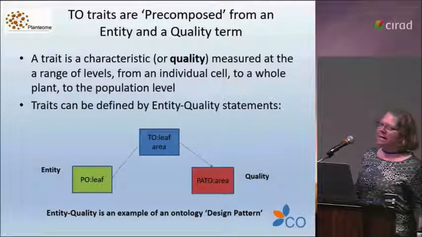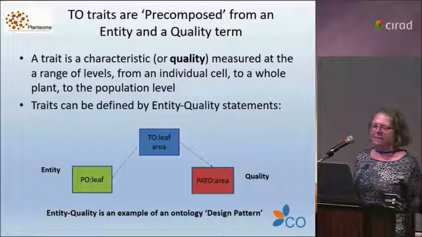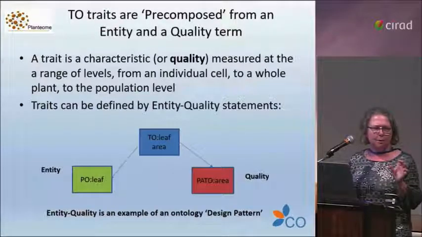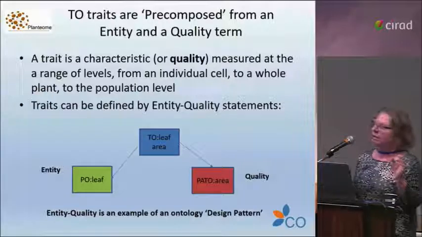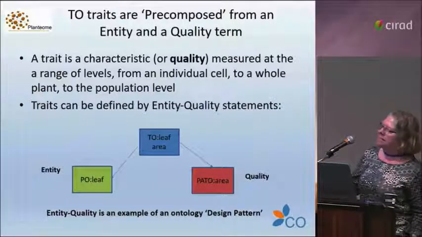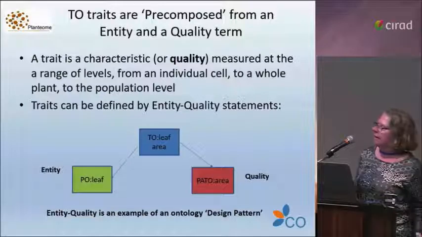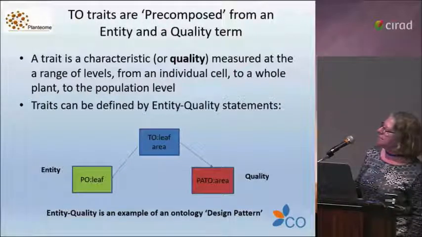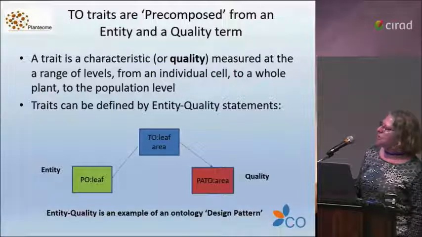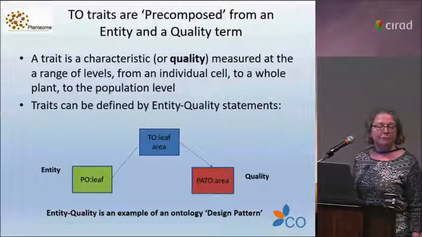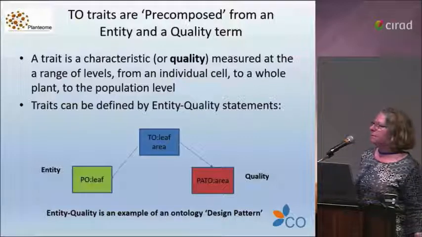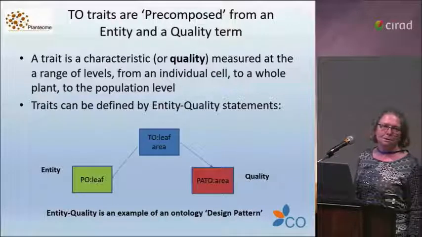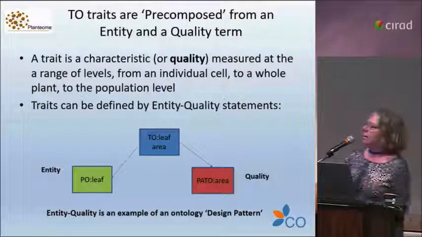So how does this actually work? The way it is, because in the trait ontology, terms are what we call precomposed. So they're a combination of an entity, which is a being or a thing, and a quality which describes it. An example is that a trait is a characteristic or a quality, and this can be measured at a wide range of levels, everything from an individual cell, and actually smaller than a cell, to a whole plant, and all the way up to a population level, field level, or canopy level.